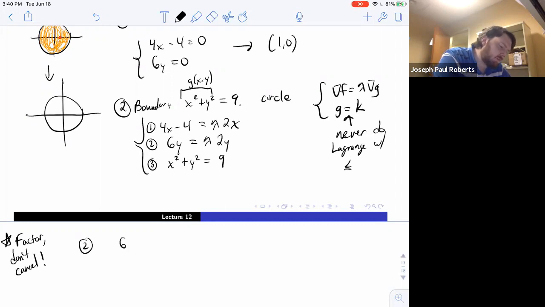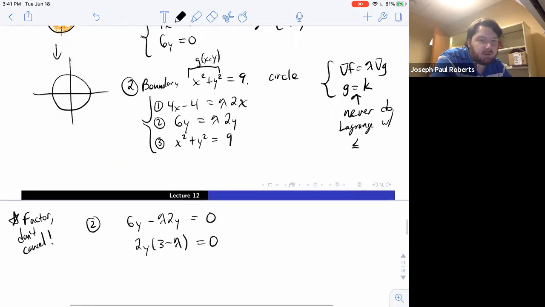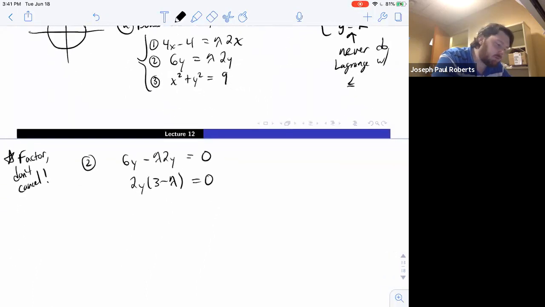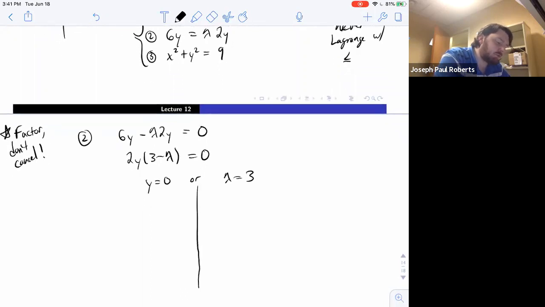So instead of crossing out a y, I instead can create a 0 and get that 2y times 3 minus lambda equals 0, which means that y is 0 or lambda is 3. And so this is sort of what I showed you guys to do last week, that when you're dealing with systems of equations, factor, don't cancel, and stay organized.